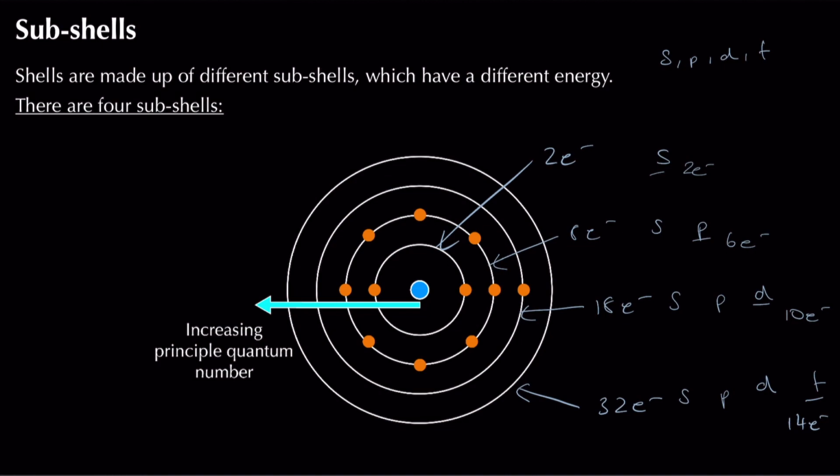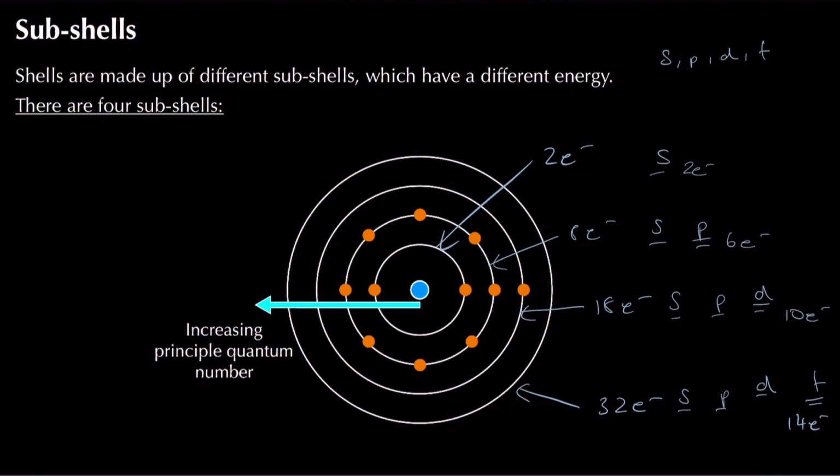If I've got the S subshell in all 4 of these, it can only hold 2 in each one. So you can have 2 in the first S subshell, 2 in the second S subshell, 2 in the third and the fourth as well. The same rules apply with the P subshell. You can only have 6 electrons in there, regardless if it's the second, third or fourth. D can only hold 10 in the third and the fourth and beyond, and then F can only hold 14 onwards as well.